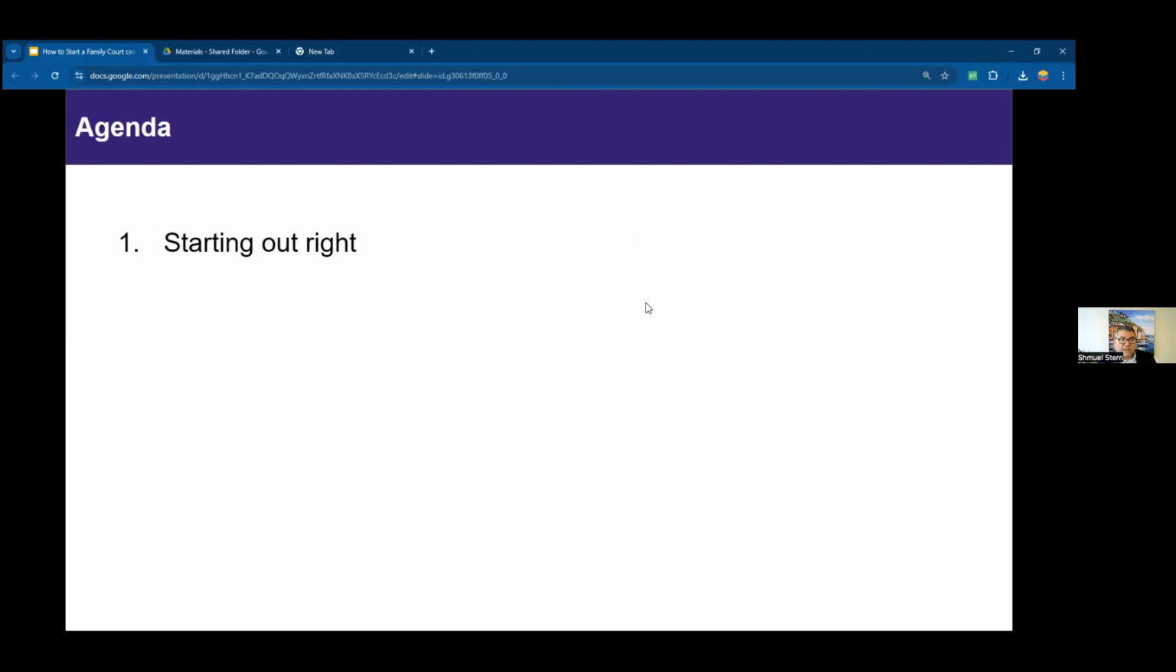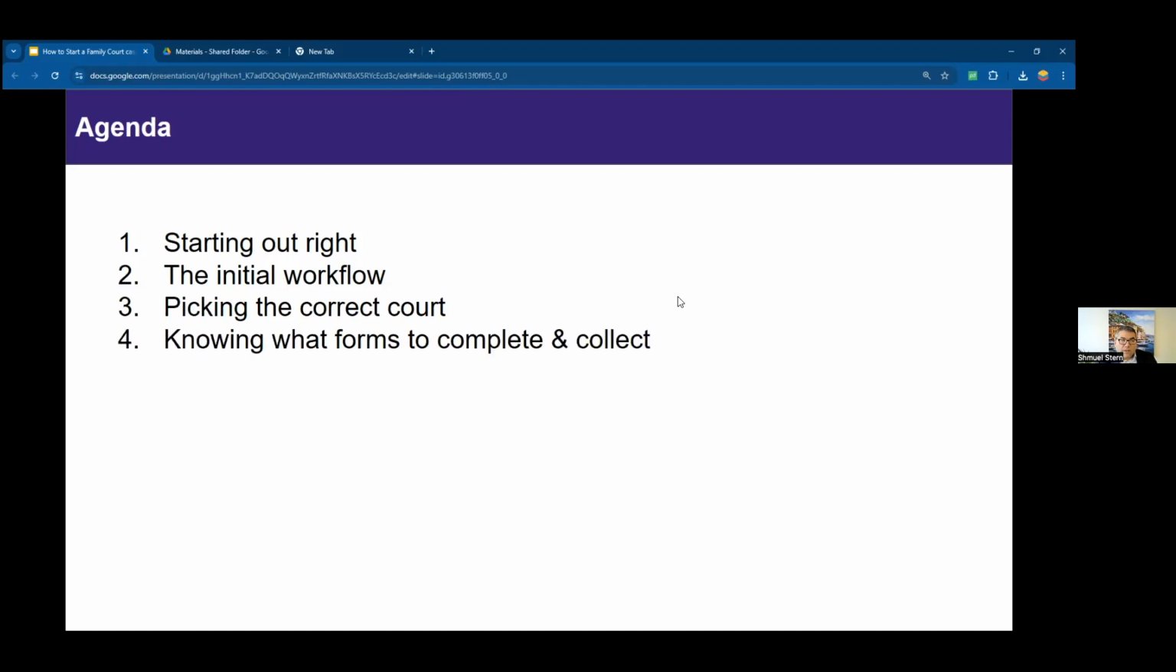Okay, the agenda. I'm going to quickly talk about starting out right. We're not going to spend too much time on background. I'm going to explain the initial workflow because it's different than the rest of the court case. We're going to talk about picking the correct court. That won't take too long. And then understanding what forms you need to complete and collect.